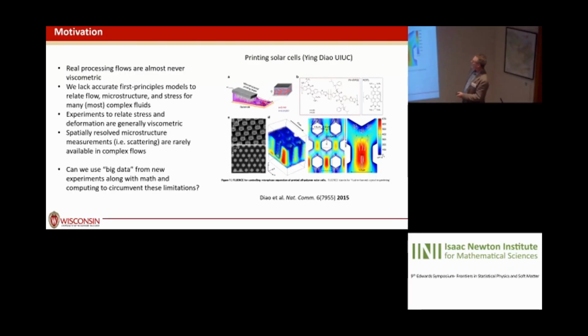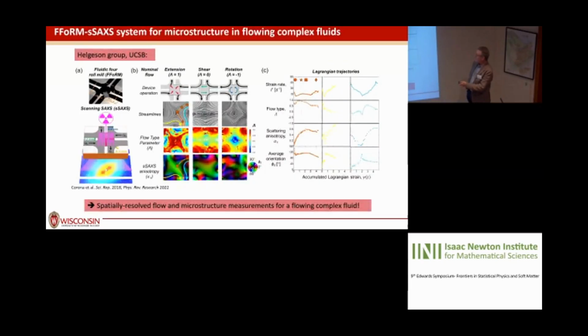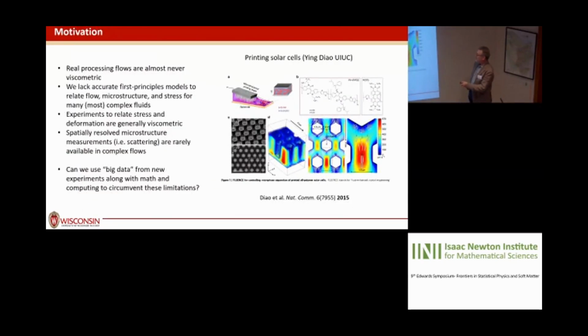So here, just as one potential application, this is work from Yingao's group at Illinois. She's interested in making flexible electronics using conducting polymers, and she has gone to a lot of work to engineer this coating process to make sure that the polymer molecules are aligned and oriented. And so that's the kind of application you can have in mind where you really want to engineer the microstructure of this soft complex material.